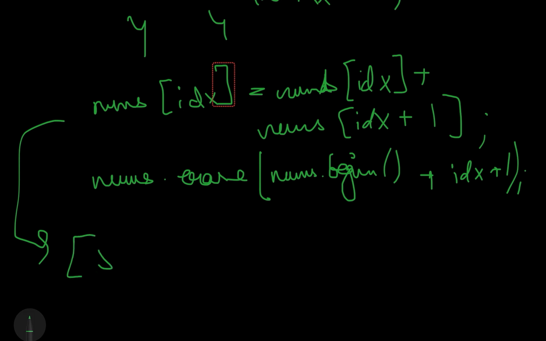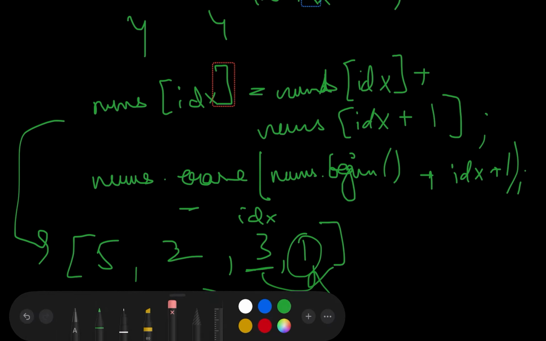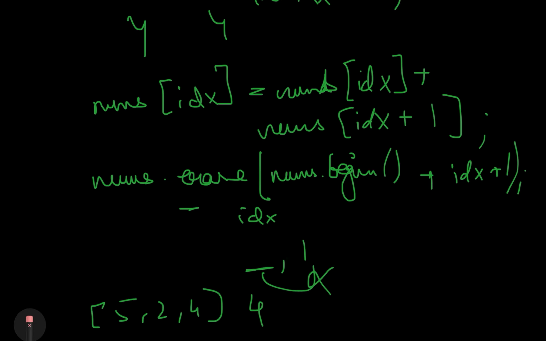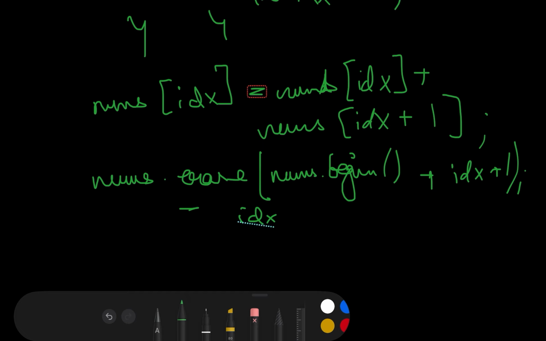See what we are doing here. This was 2 3 1. Okay, here this was our index, suppose. Okay, this we are replacing with this sum 4, and here we are erasing this 1. Okay, so at the end we will have 2 3 4. Okay, got it? That's what we are doing over here. Okay, now let's continue.